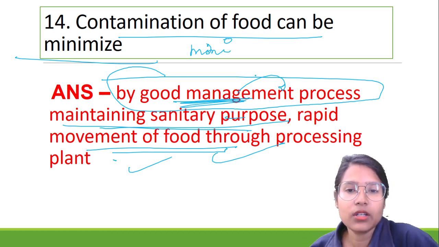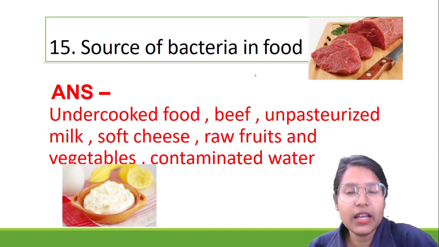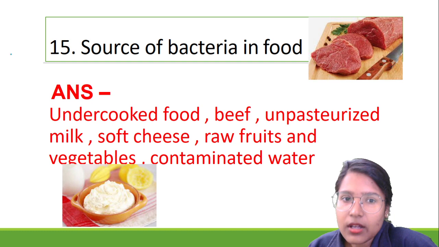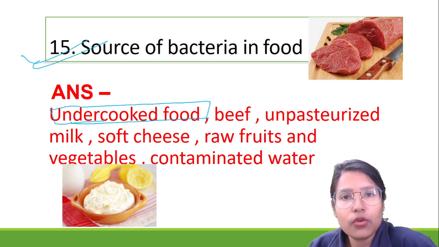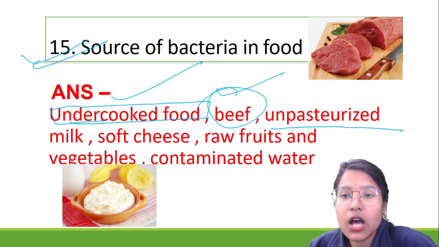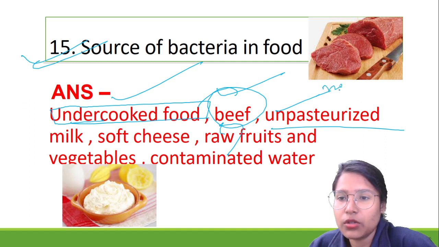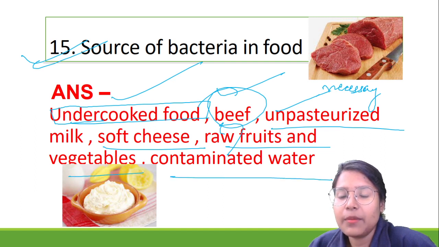Okay, next one is sources of bacteria in food. From where does the bacteria enter the food? That is undercooked food. If there is undercooked food, there will be chances of bacteria in there. Beef, of course, has chances of microorganisms. Unpasteurized milk, of course, pasteurization of milk is very necessary to kill the microorganisms. Next one is your soft cheese, raw fruits, vegetables and contaminated water.